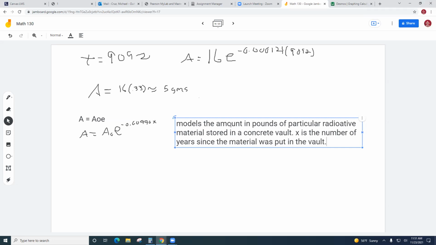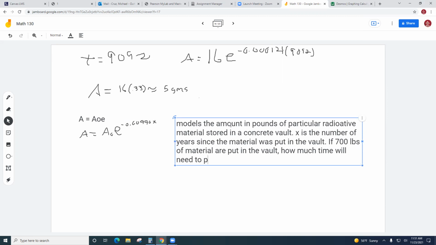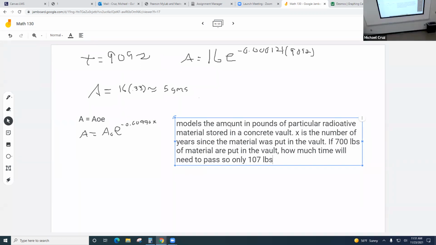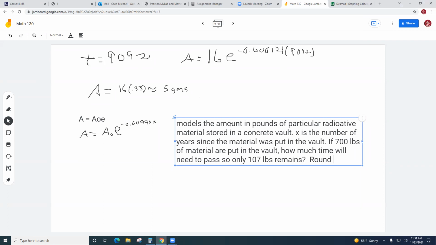If 700 pounds of the material are placed in the vault, how much time will need to pass for only 107 pounds to remain? Round to the nearest whole number.